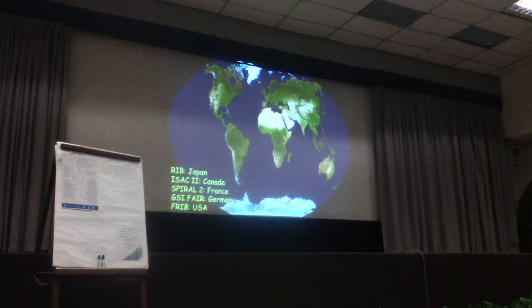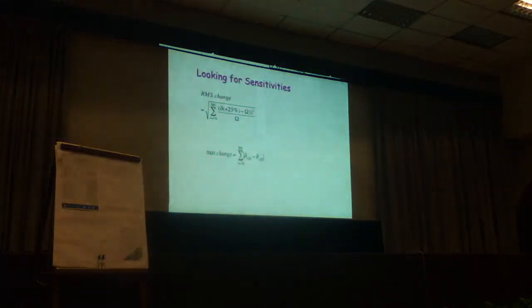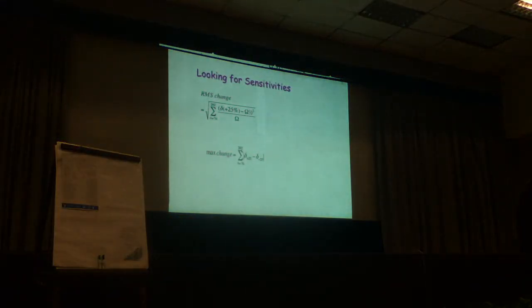Well, we thought this was important and timely because the radioactive ion beam facility in Japan is running, and Canada, France, Spiral 2 is starting this year. GSI FAIR and FRIB are all in progress, and meantime, at all of these facilities, beam time is going to be very difficult to get. So the most compelling case that you can make for the nuclei that are the most important to measure, we think will win the day.